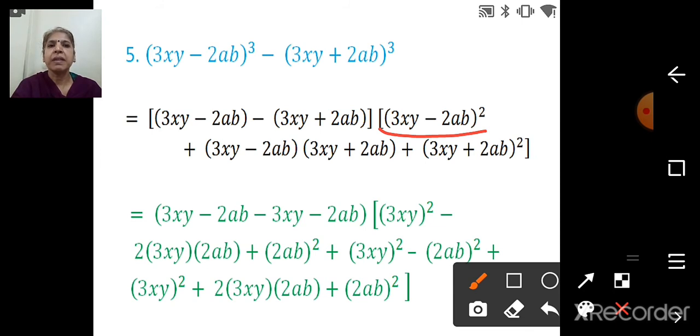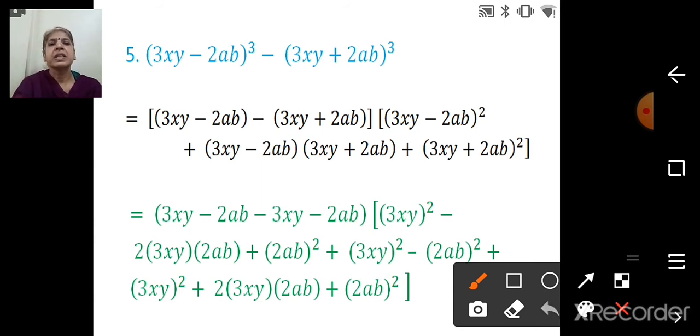So what is the formula? a square, so 3xy the whole square, minus 2ab, so minus 2 into 3xy into 2ab, plus 2ab the whole square, plus, now this is based on the formula a square minus b square, so 3xy the whole square minus 2ab the whole square, plus, this is based on the formula a plus b the whole square, so 3xy the whole square plus 2 into 3xy into 2ab plus 2ab the whole square.